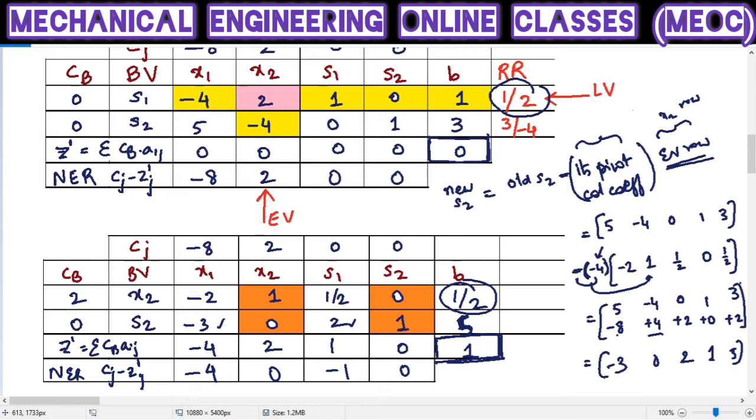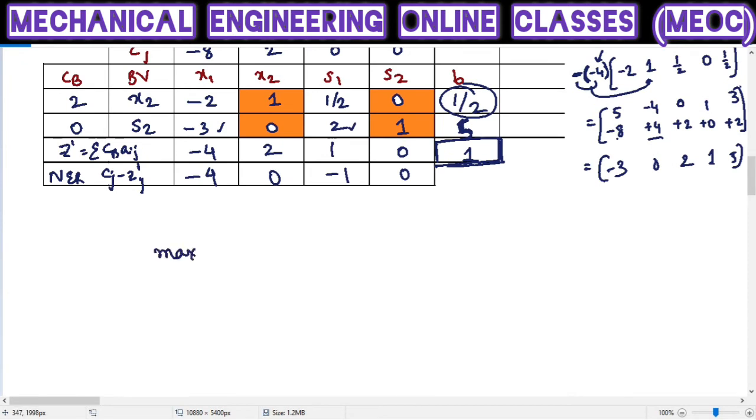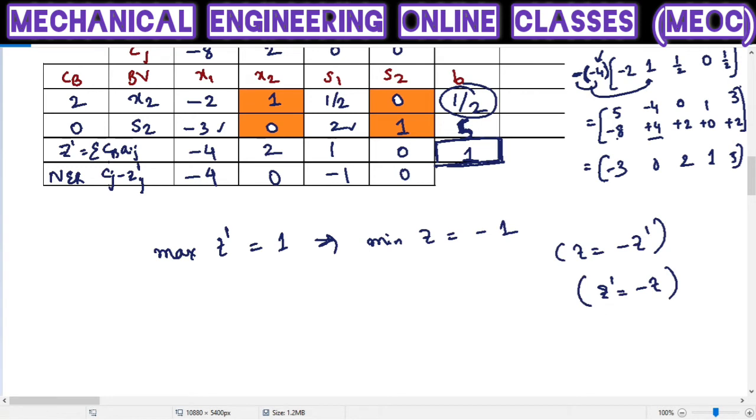So for a max type of problem, if the net evaluation row, cj minus zj dash, is all zeros or negatives, then there is no further possibility of improving the solution. So whatever we have obtained right now is the best solution possible for the given problem. So therefore, maximize z dash is equal to 1. This means minimize z is minus 1, because z is minus z dash, or z dash is minus z. Both are same. The question was in terms of z, so we have reconverted into z.